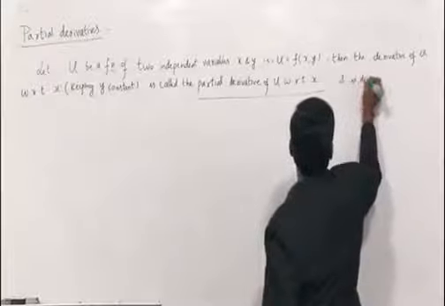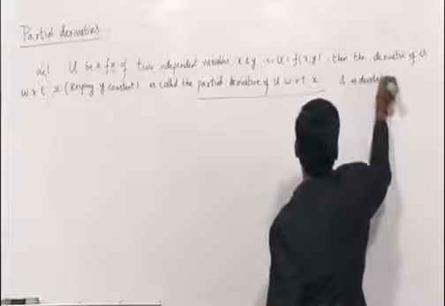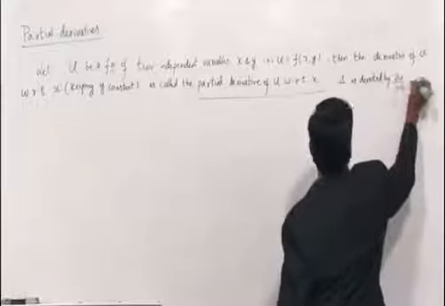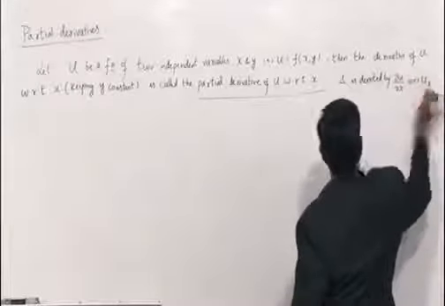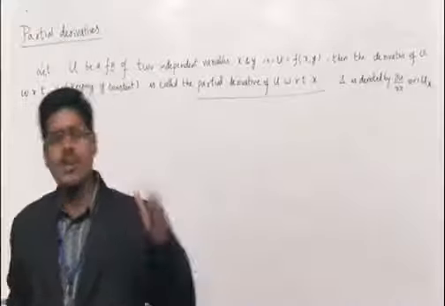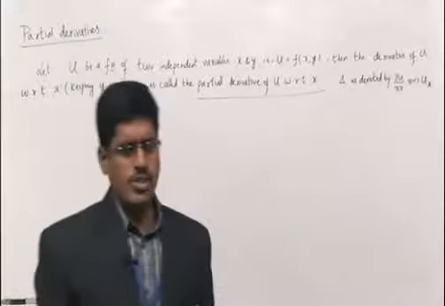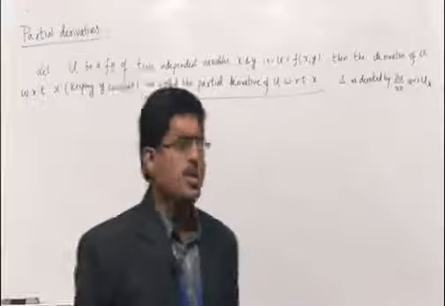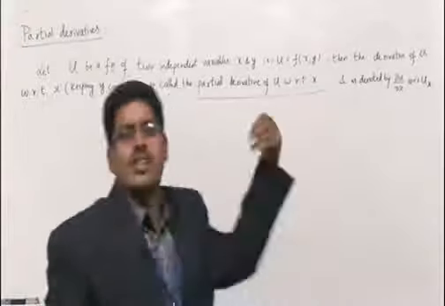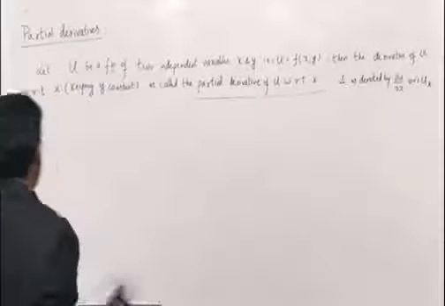Okay, and it is denoted by dou u by dou x, or in suffix notation u x. The suffix indicates that here, in this partial derivative with respect to x, it is ordinary differentiation only. Once you remember the basic formulas, just differentiate with respect to x, keeping all other variables constant. Here the other variable is y.